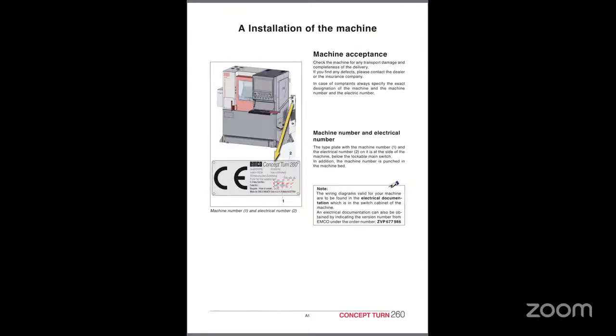So let's see the installation of the machine. First of all, the machine acceptance. Once you receive this machine, you have to check whether the machine is okay or not, because during the transportation there will be some issues, right? Transport damage. So once you received the machine, you have to check the machine thoroughly. For example, door dent, broken window, bent sheet metal, damaged control panel, etc.